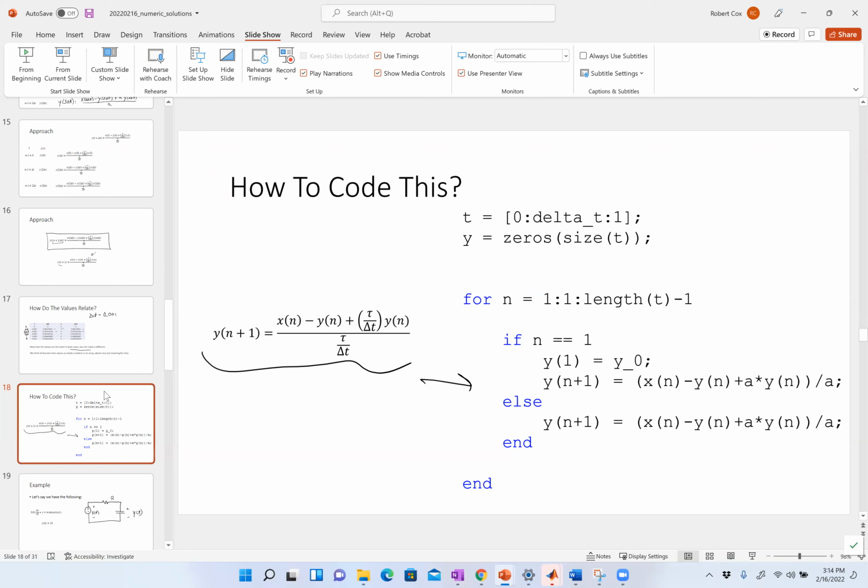So y of n plus 1 is equal to this whole thing here. So here's y of n plus 1. I basically just implemented this mathematical equation into this line of code. And I'm looping through all the time values that I want to loop through. Somehow I chose my delta t somewhere else. We're going to come back to how I chose the delta t, because that is important. But this code's pretty straightforward to solve this.